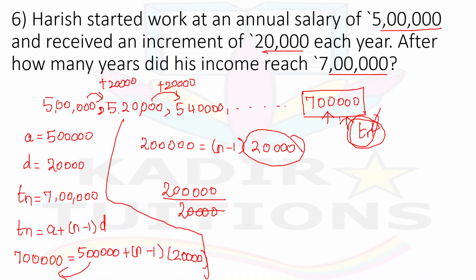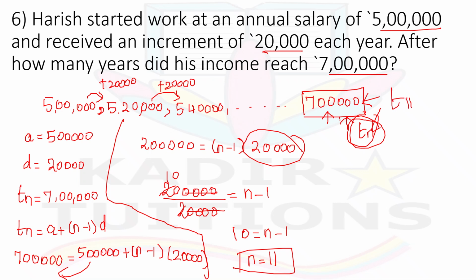See, the zeros we can cancel, and this side we have n minus 1, and over here 2 and 20 will cancel, giving 10. So 10 equals n minus 1, so n equals 10 plus 1, which is 11. So this 7 lakh belongs to which term? The 11th term, right? So 11 years are actually taken for the person to reach an income of 7 lakh rupees. How many years does it take? 11 years. Okay, so this is the answer for this question, and we'll see the final question.